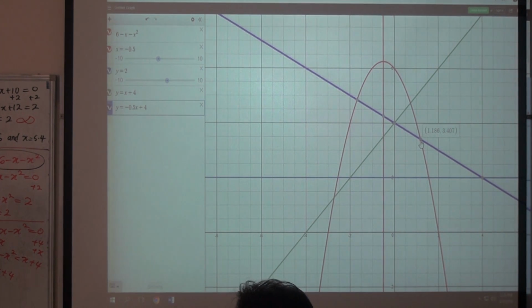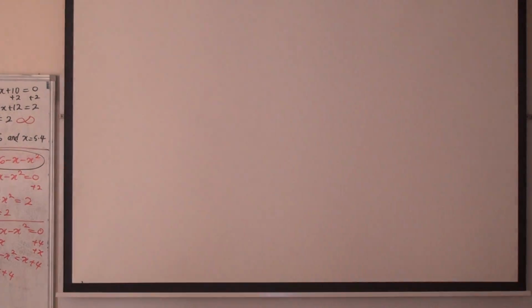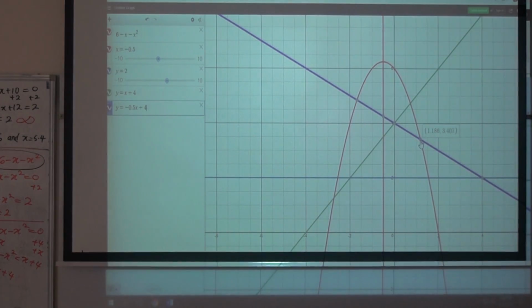Okay, so the third question is a bit different because it has to do with the gradient to a curve. I can't do that here. What I'm going to do is project this on the board so I can draw the gradient.